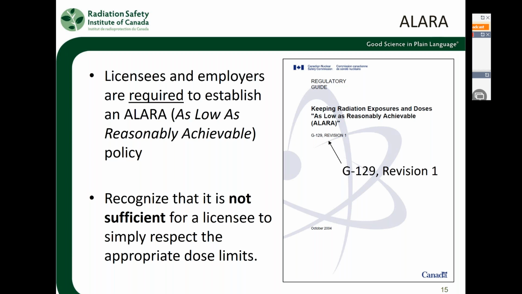All these guides that I'm mentioning are downloadable off the CNSC website. The easier way to find them quite often is to type CNSC and the guide name or number into a search engine, and that will take you directly to it. So the ALARA guide is G-129 Revision 1, Keeping Radiation Exposures and Doses As Low As Reasonably Achievable. When you put together your ALARA policy, it doesn't have to be long and complicated. We're looking at maybe a paragraph here, encompassing your commitment to keeping doses below the dose limits, but not just below the dose limits, as low as reasonably achievable.